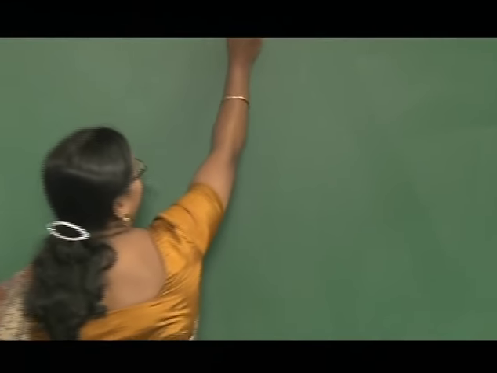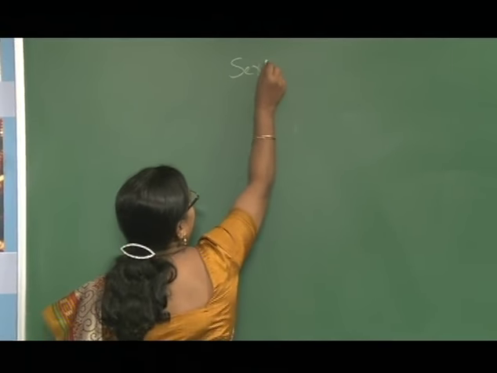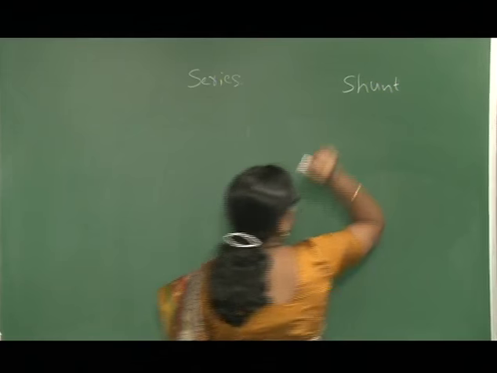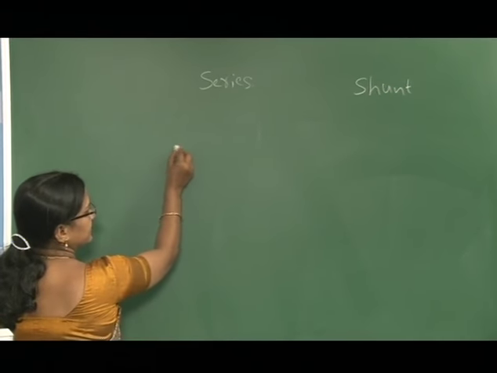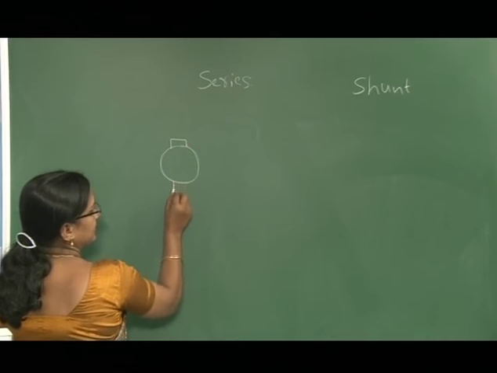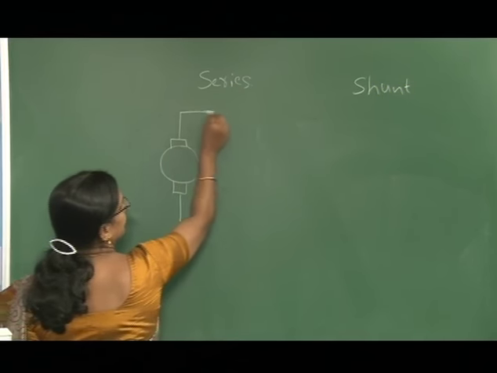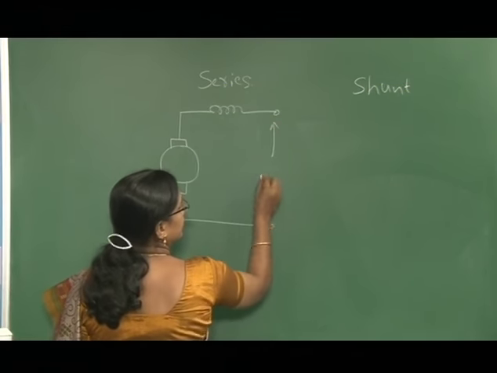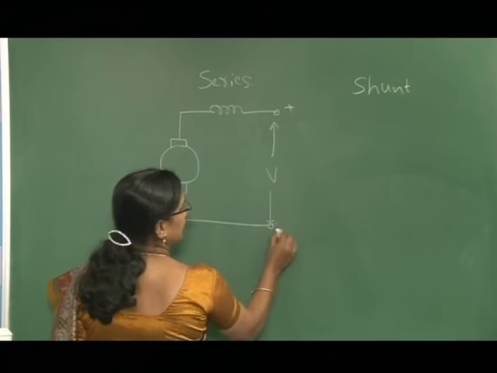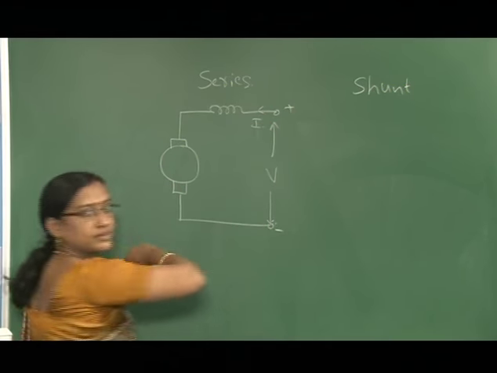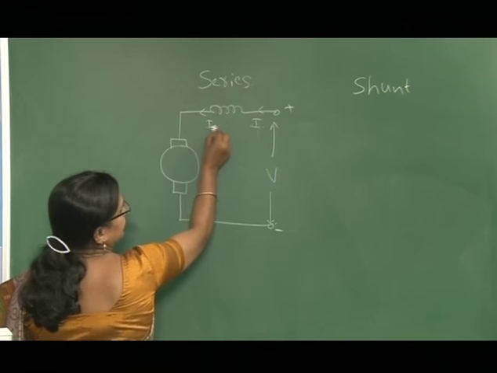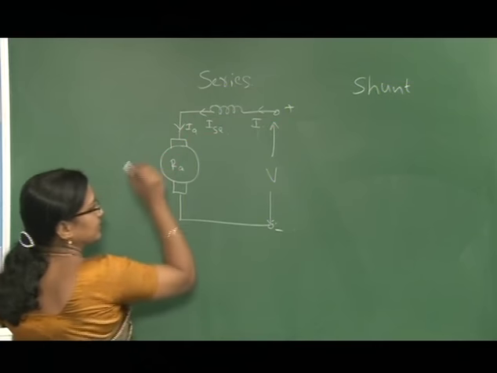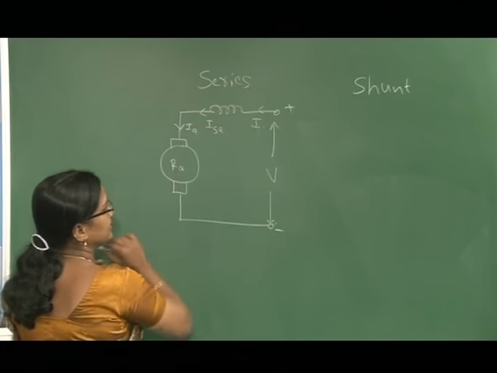Today I am going to solve problems on the DC series motor and shunt motor. In the case of the series motor, the armature is connected in series with the series field winding. This series combination is supplied by the voltage source V. The current I drawn from the supply is equal to ISE, which is equal to IA. The internal resistance of the armature is RA.